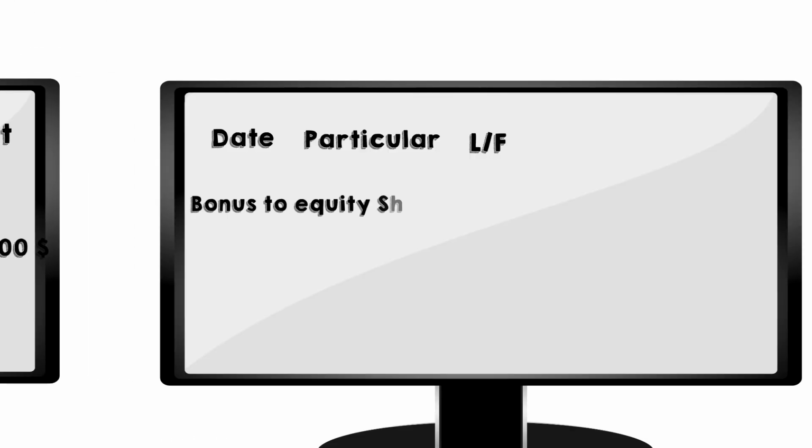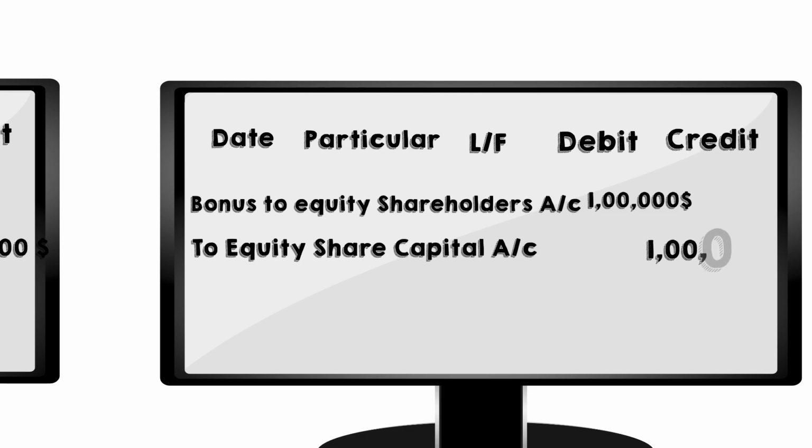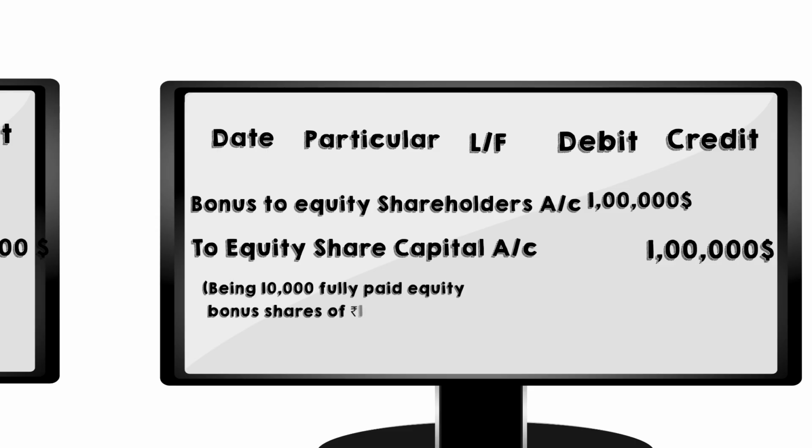Similarly, bonus to equity shareholders account, debit, $100,000. To equity share capital account, credit, $100,000. Being 10,000 fully paid equity bonus shares of $10 each, issued to existing shareholders in the ratio of 1 to 2.